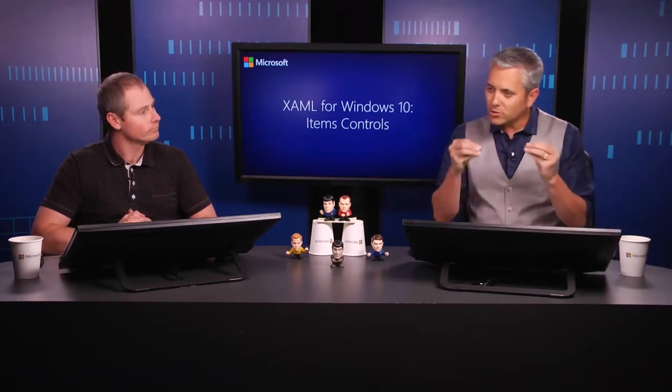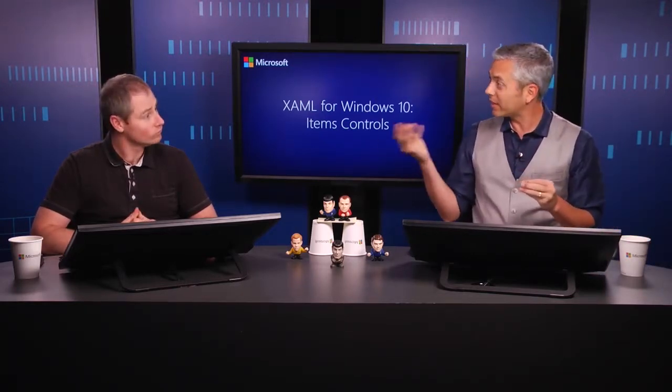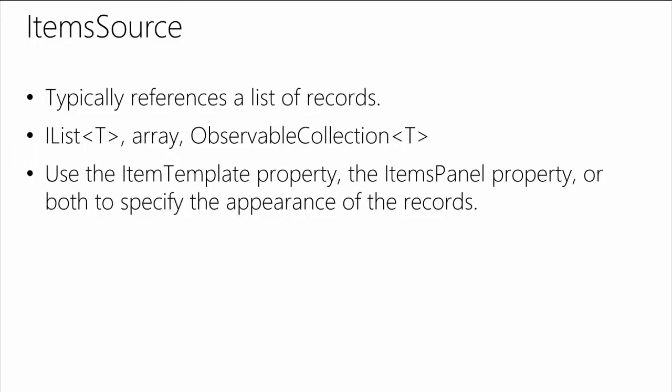And so talk to us a little bit. What can I give it? Obviously I wouldn't give it a string, but I can give it a lot of different types. Absolutely. So typically you would supply a list of records. Those lists are typically implemented using an interface, IList of T. We can also supply arrays, and one in particular that we'll be using time and time again in data binding is ObservableCollection.